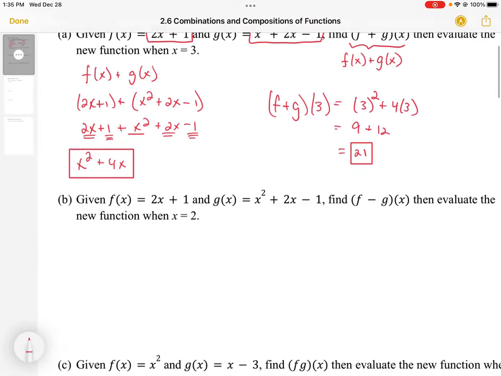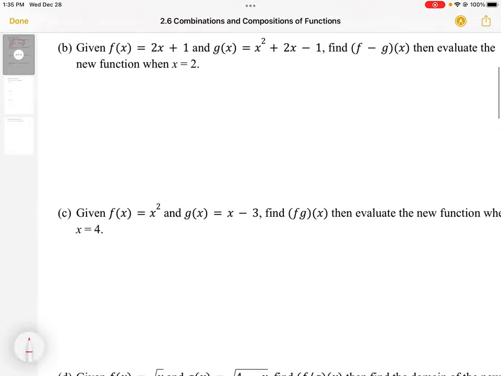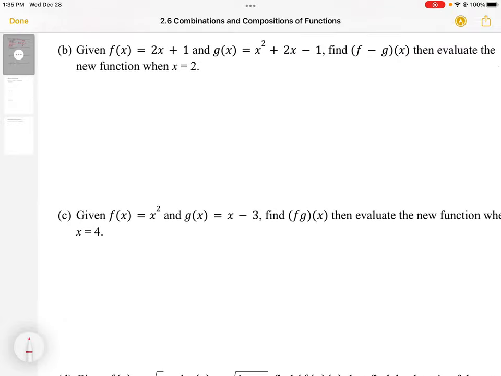Okay, let's look at the next example. So we're given the same two functions. This time we're asked to subtract the two functions and then evaluate the new function. So again, this notation can be written as f of x minus g of x. Be careful of the order here.